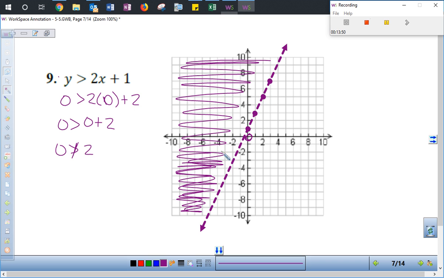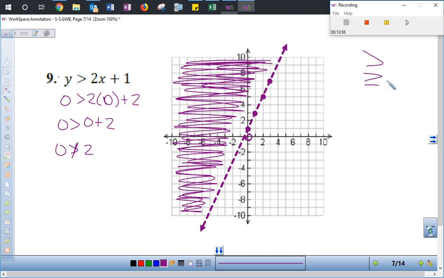Now, if we look at the symbol, let's see if it still works out to what we talked about on the last problem. If it's greater than or equal to, we shade above. Less than or equal to, we shade below. Well, this was a greater than symbol, so I wanted to shade above the line. And if you look, it kind of looks like that line is holding up the shading, so we are okay.